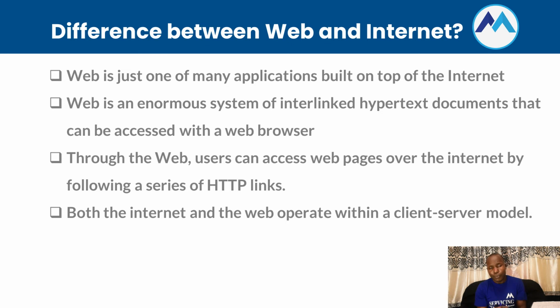and software. Good people, the World Wide Web is an enormous system of interlinked hypertext documents that can be accessed with a web browser. It's therefore a communication model or a platform that enables the retrieval or exchange of information over the internet, that's through HTTP. Through the web, users can access web pages over the internet by following a series of HTTP links. Just to let you know, both the internet and the web operate within a client-server model.